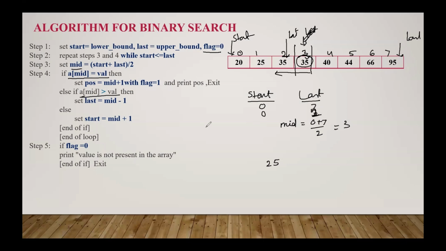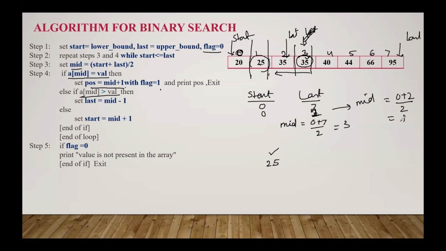So if last is 2, then what happened? We have to perform it again. Now what is the mid? Mid is equal to 0 plus 2 divided by 2, that is 1. So this element we compare with the value. If it is the same, yes, it is the same, then we make the flag equal to 1, meaning the element is present. And what is the position? Position equal to mid plus 1. Why? Because indexing starts from 0.